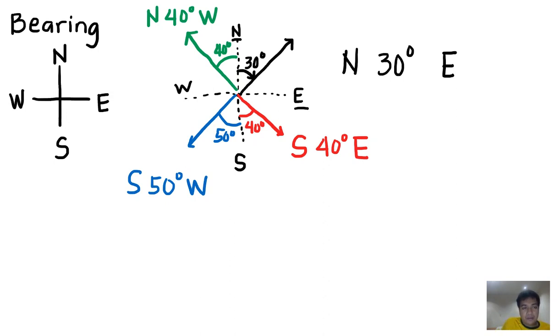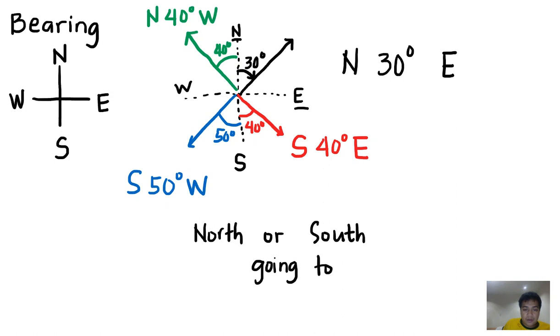Okay, so observe natin the first direction should either be north or south. Okay? So north or south muna. North or south yung unang direction. Okay, so the bearing always starts from the vertical axis and then going to west or east. Okay, so if we use bearing to define an angle, we always use north or south first, going to west or east. Okay, so that's how we define angle using bearing.